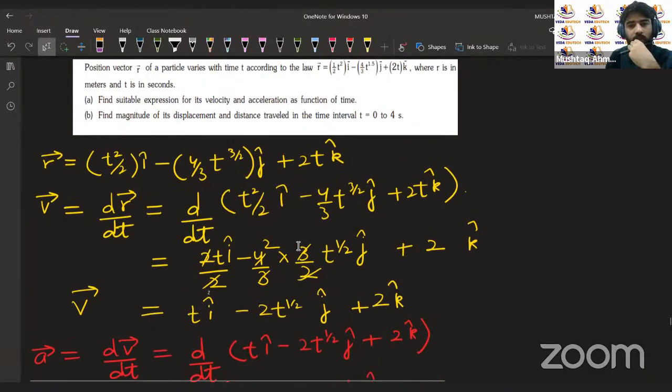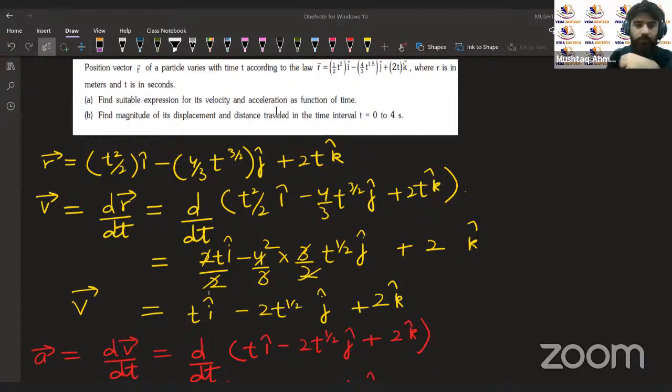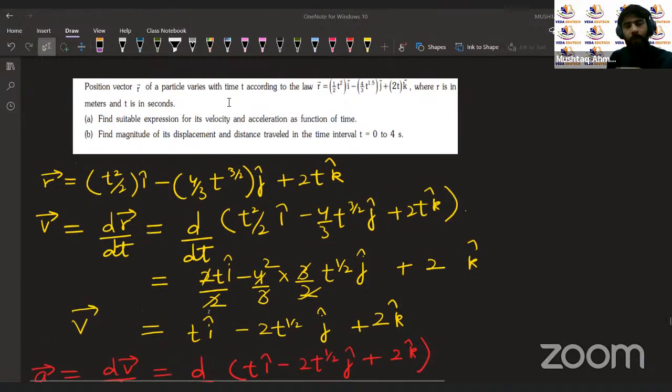The second part of this question is: find the magnitude of its displacement and the distance traveled in the time interval t equal to 0 to t equal to 4 seconds. We have to find the magnitude of its displacement.